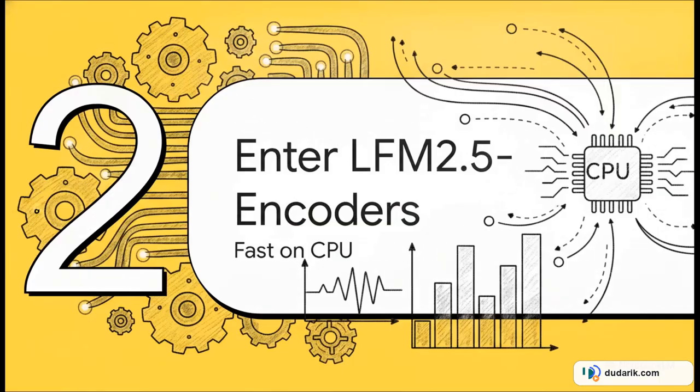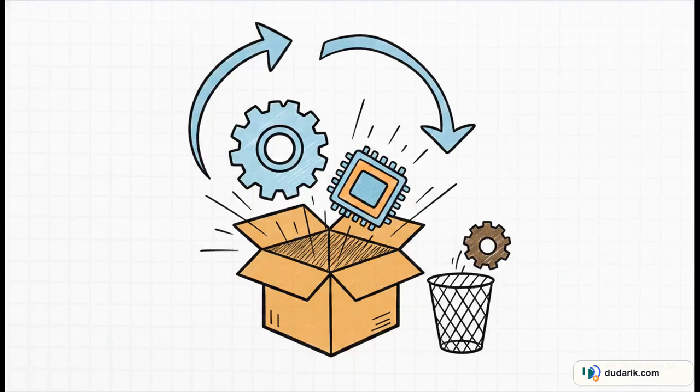Moving on to Section 2. Enter the LFM 2.5 encoders, which were built specifically to run fast on CPU. So, Liquid AI just dropped two brand new bidirectional encoder models on Hugging Face, the LFM 2.5 encoder 230M and the 350M. And these aren't just any models. They are engineered from the ground up for lightning-fast, document-scale workloads on the exact hardware you already have sitting in your racks. They're designed to be drop-in replacements for whatever transformer-based encoders you're running in production right now.